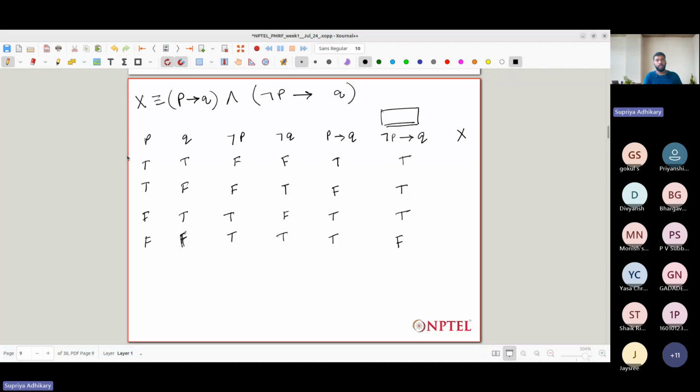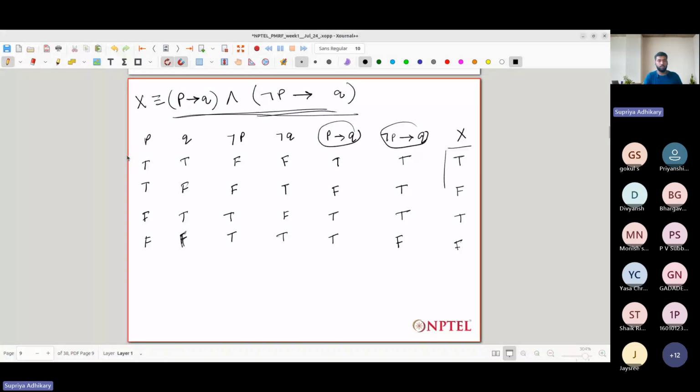So finally, we have to just do the conjunction of these two statements over here. So the conjunction of both true, that is again true. Conjunction of false and true, that should be false. Conjunction of true and true, that should be true. And finally, conjunction of true and false, that should be false. So the truth table for this compound proposition over here should be this.